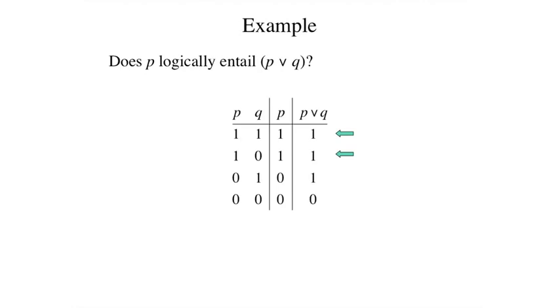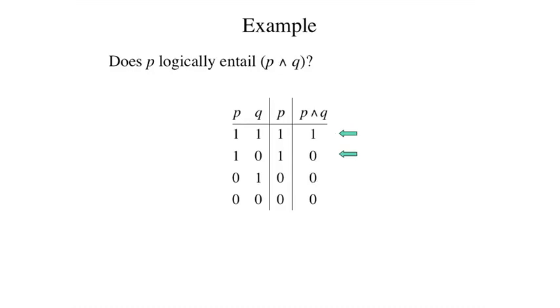As an example, let's use this method to show that P logically entails P or Q. We set up our truth table and add columns for our premises and the conclusion. In this case, the premise is just P, and so evaluation is straightforward. We just copy the first column. The conclusion is true if and only if P is true or Q is true. Finally, we notice that every row that satisfies the premise also satisfies the conclusion. Hence, P logically entails P or Q.